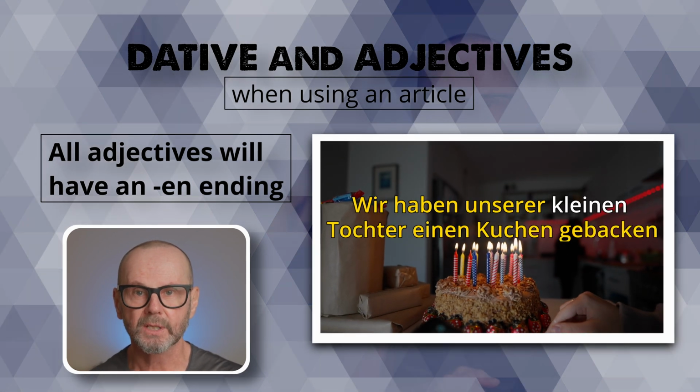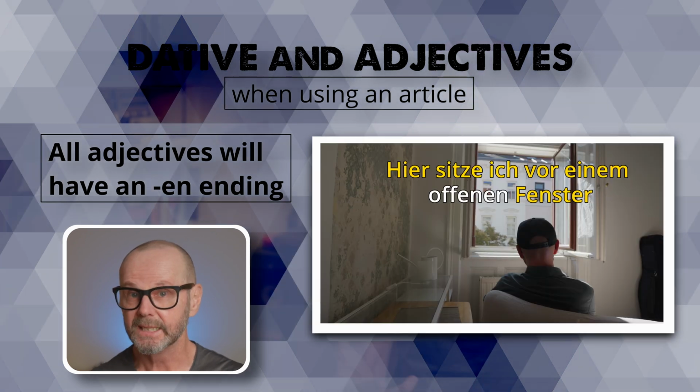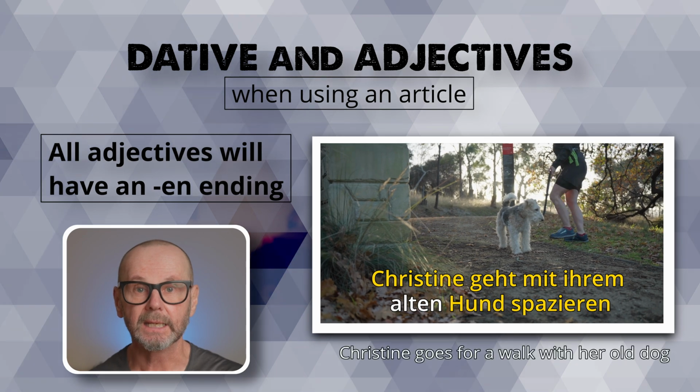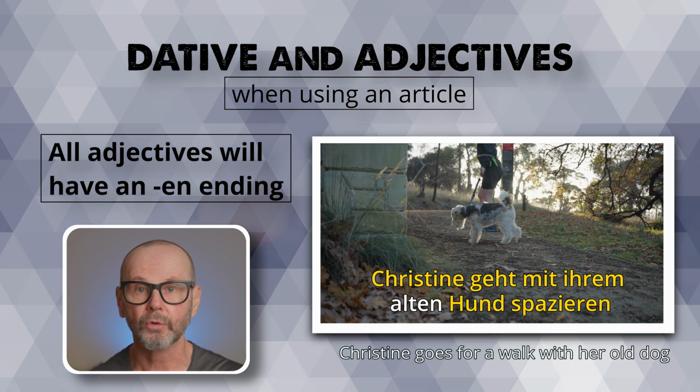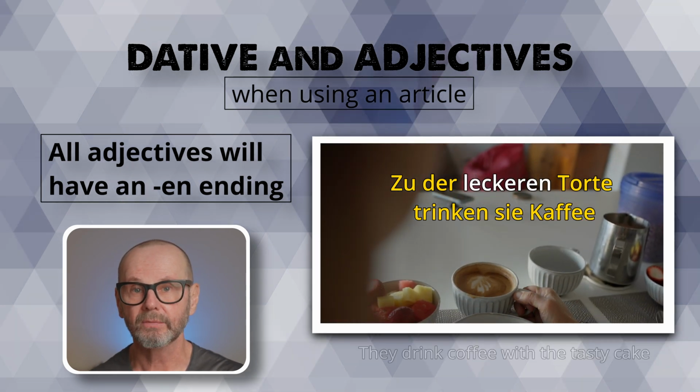Wir haben unserer kleinen Tochter einen Kuchen gebacken. Hier sitze ich vor einem offenen Fenster. Christine geht mit ihrem alten Hund spazieren. Zu der leckeren Torte trinken sie Kaffee. So that at least is fairly straightforward. All of our adjectives just have that en ending.